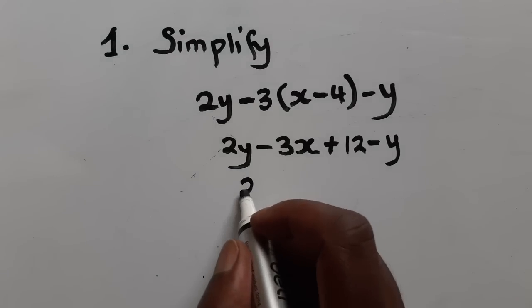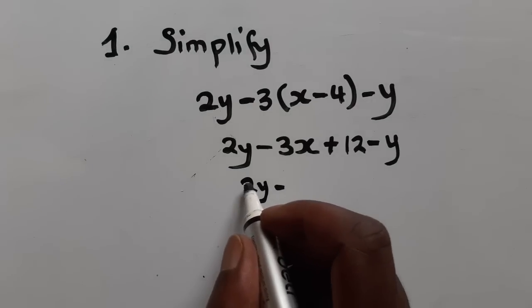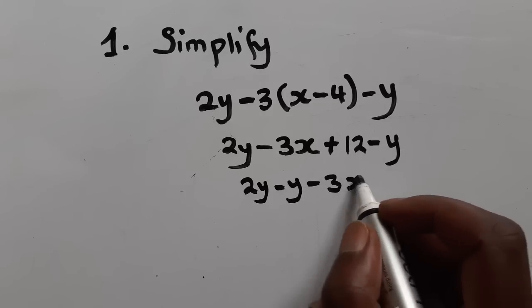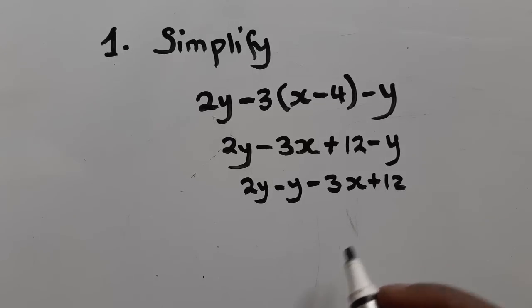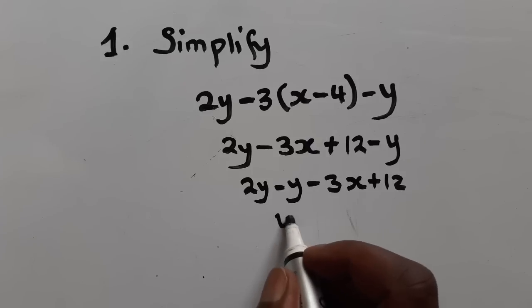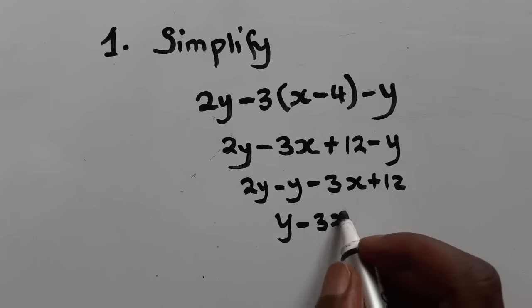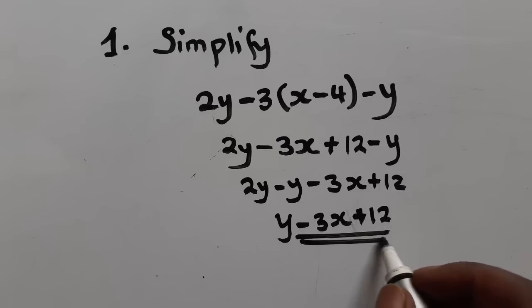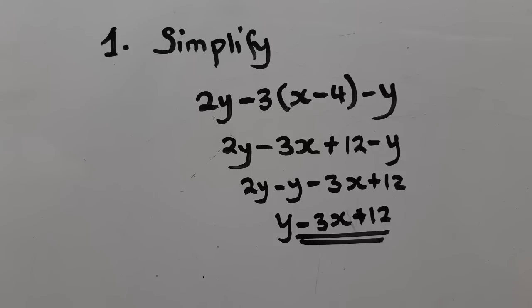At this point, we put the like terms together. 2y minus y minus 3x plus 12. So 2y minus y, we're going to get y minus 3x plus 12. So this is going to be our answer because these are unlike terms, the 3 of them, so we can't simplify it further. Is that clear? So we go to question 2.